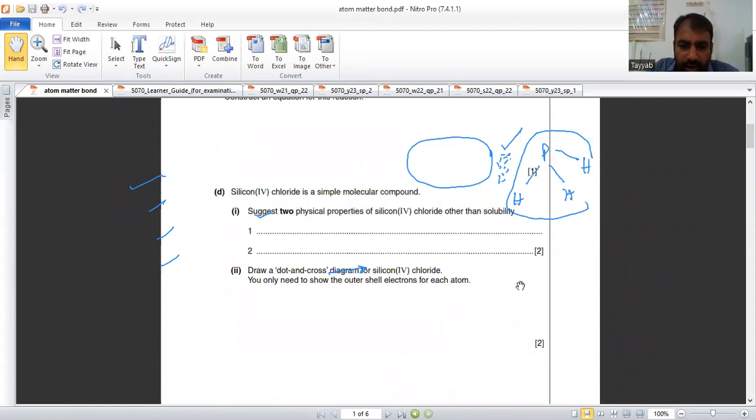Draw dot and cross diagram of silicon. Now it is a covalent compound.